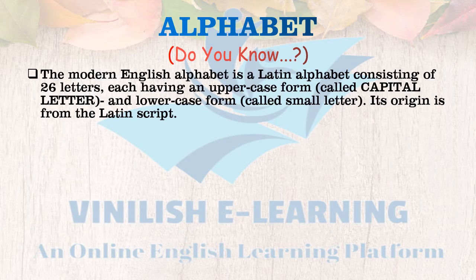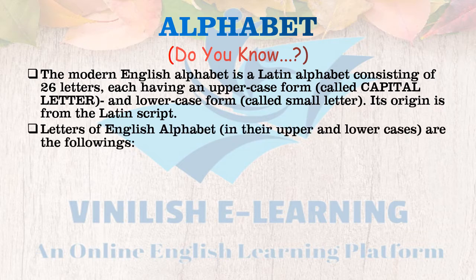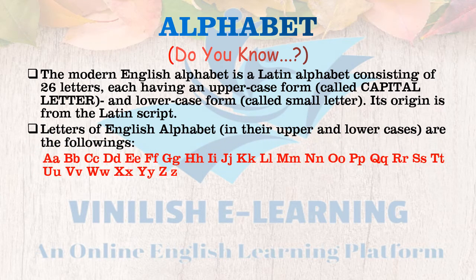Facts about alphabet. The modern English alphabet is a Latin alphabet consisting of 26 letters, each having an uppercase form called capital letter and lowercase form called small letter. Its origin is from the Latin script. Letters of the English alphabet in their upper and lower cases are the following. These are the alphabets in their upper and lower cases.